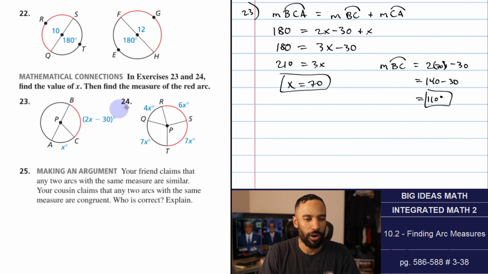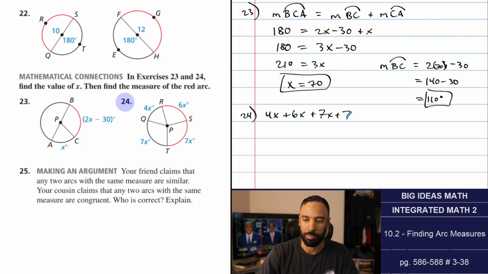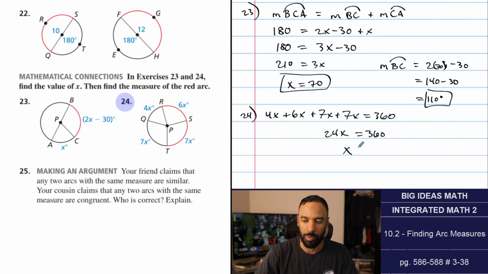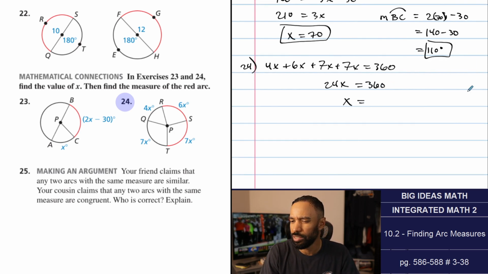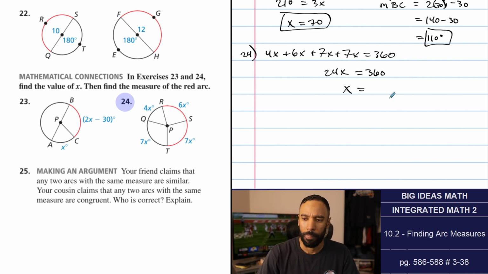All right, number 24, let's do the same thing. The entire sum of all four of these unknowns will add to 360 degrees. So number 24, we can say 4x plus 6x plus 7x plus 7x equals 360. 24x equals 360. Divide both sides by 24. Is that 15? Yeah, x equals 15 in that case.